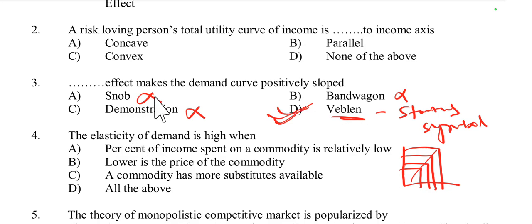Snob means a rare product. Bandwagon and demonstration mean we imitate others' consumption patterns. Then Veblen means when the price of luxurious goods rises, we buy more of that. So this is called Veblen. So the right option is option number D.